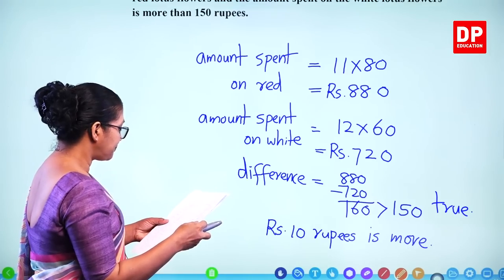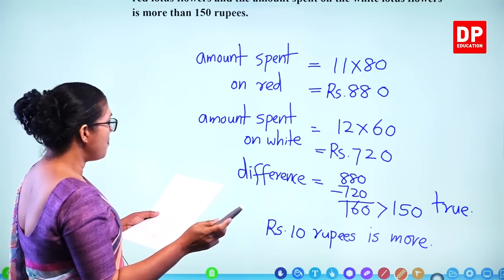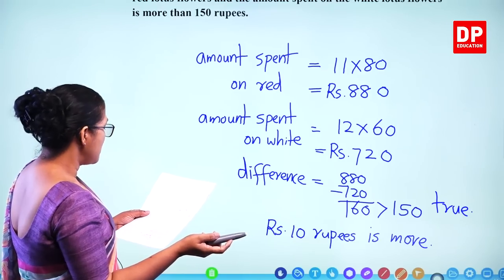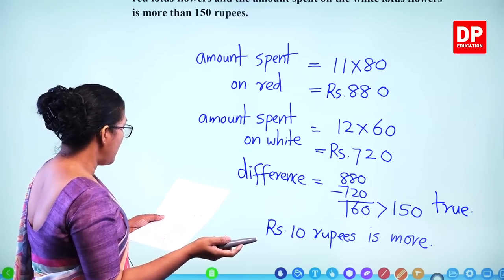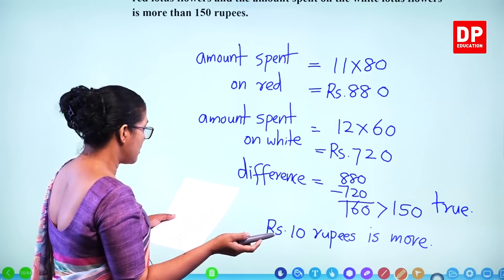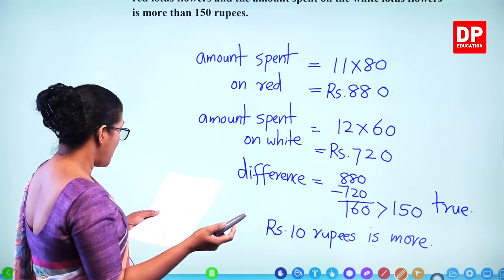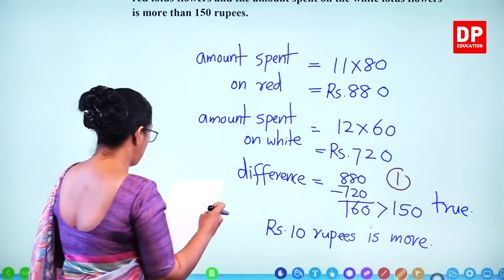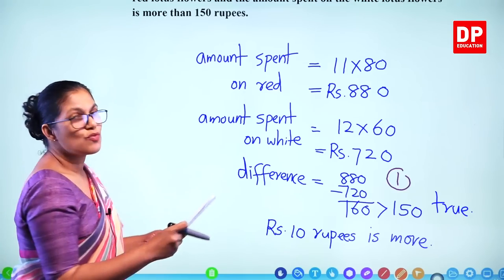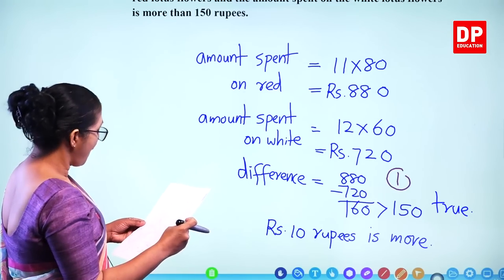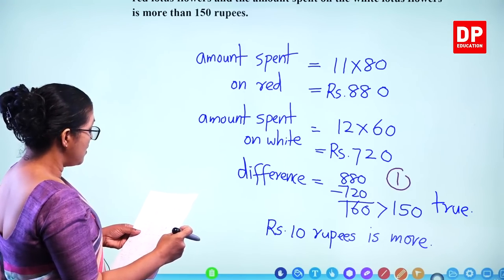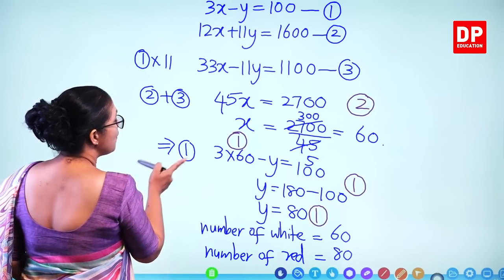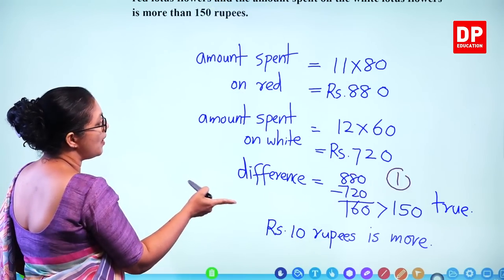So let's see, you get 1 mark for calculating the totals, 720 and 880, and this is greater than 150. So the whole thing is just 1 mark you are getting. So we gave before 2 and 5, 7. And this one, 8.